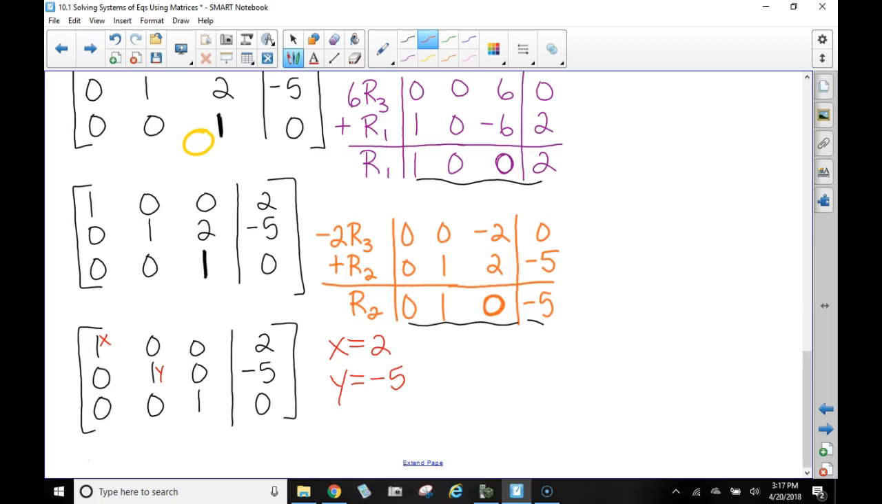And 0x plus 0y plus 1z is equal to 0. There's your solutions. So the solution set, if they wanted us to write that as an ordered triple, would be 2, negative 5, 0.